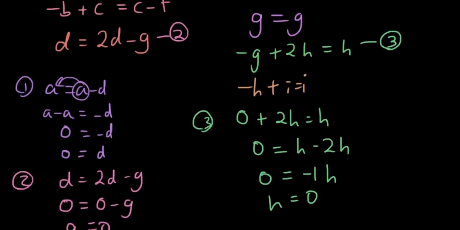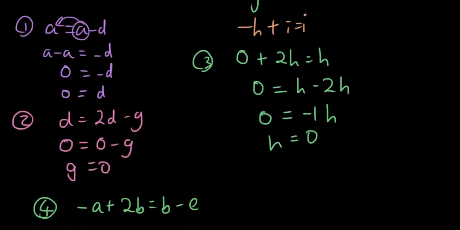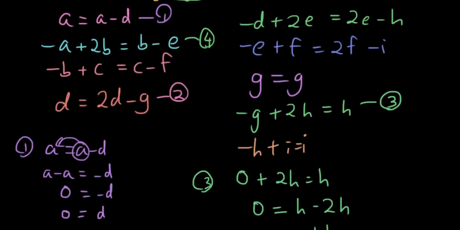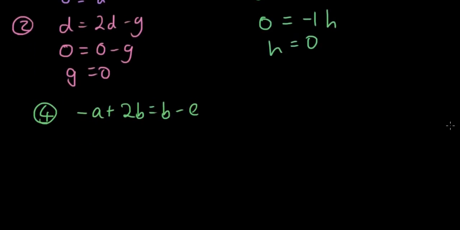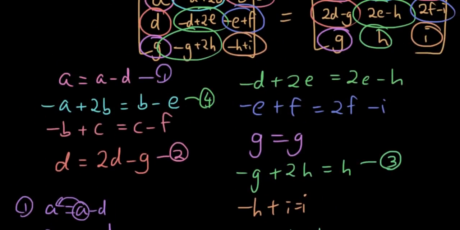Alright, that was equation 4. Negative a plus 2b equals b minus e. And then I'm going to move all the b's to one side. Move the b to the left, so it's 2b minus b equals negative e plus a. So that's equation 4, and I have equation 5.